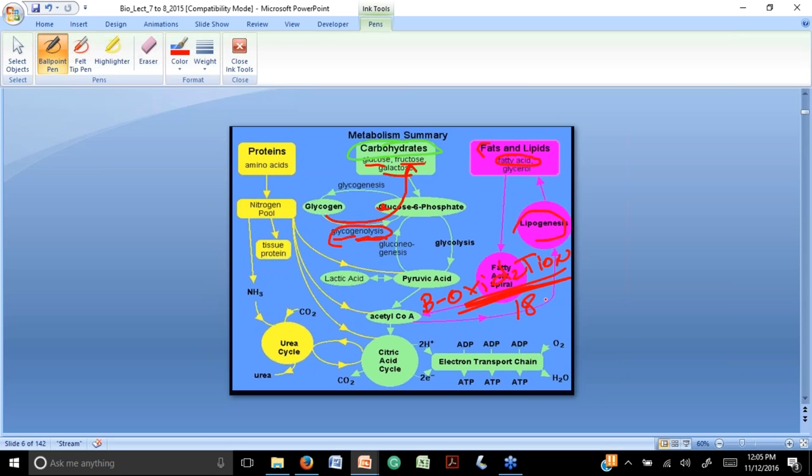How many per molecule? 180 ATP per molecule of fatty acids. For a molecule of glucose, you're going to form 36 ATP and 2 ATPs from the glycolysis. Okay, so this is glycolysis. Okay, so let's keep going.